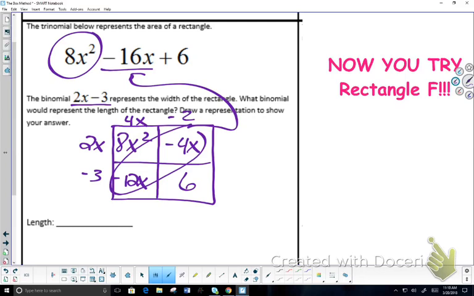Okay? So now what's the length of our rectangle? 2x minus 3. Well, 4x, we actually were given that information, so what did we have to find? 4x minus 4x minus 2. You okay with that idea? Yes. Okay. I believe you have another.